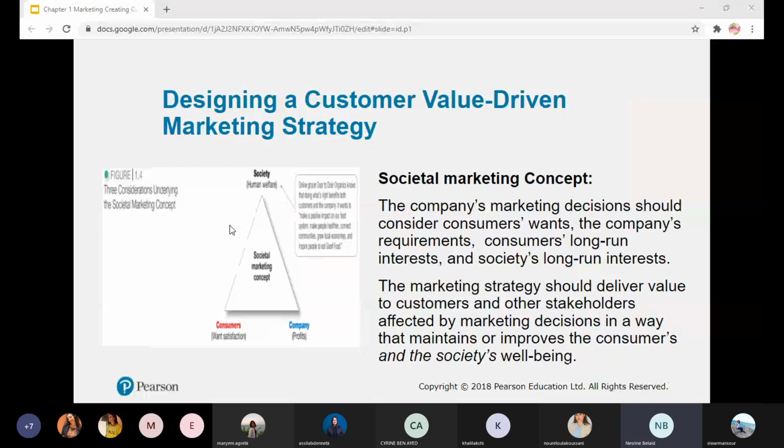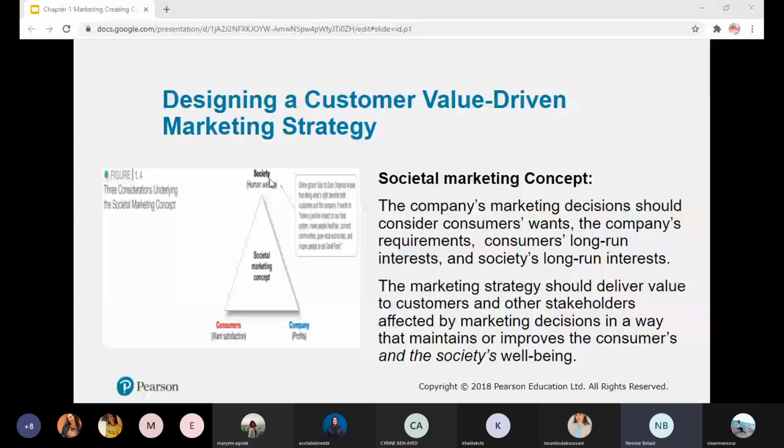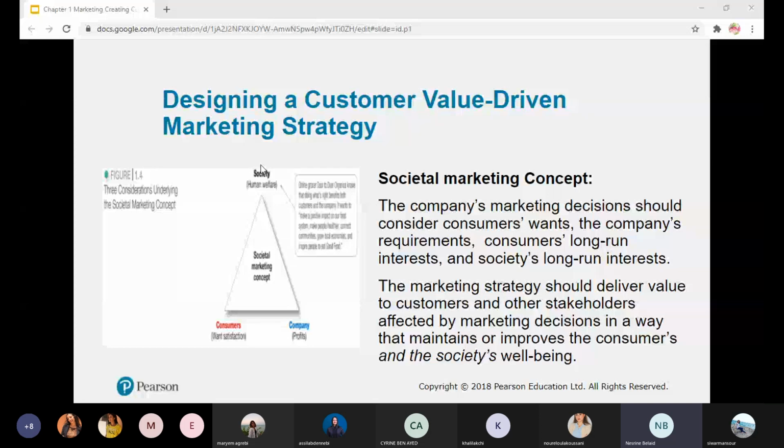I'm going to try to explain again. So here we have the consumers, the company, and the society. Okay, you see, we try to satisfy all the three when we talk about the societal marketing concept. We try to satisfy our customer, to make profit for the company, but also preserve the society and keep the human welfare. Okay?